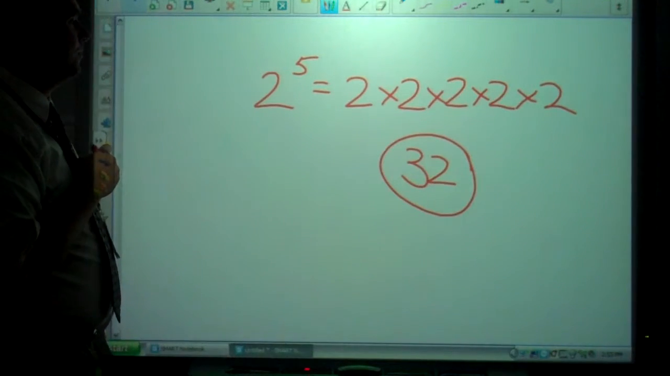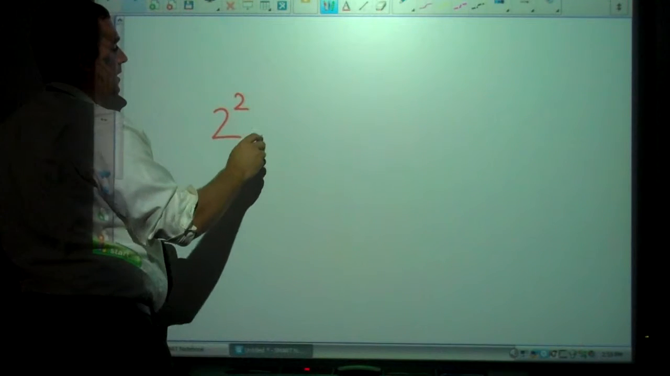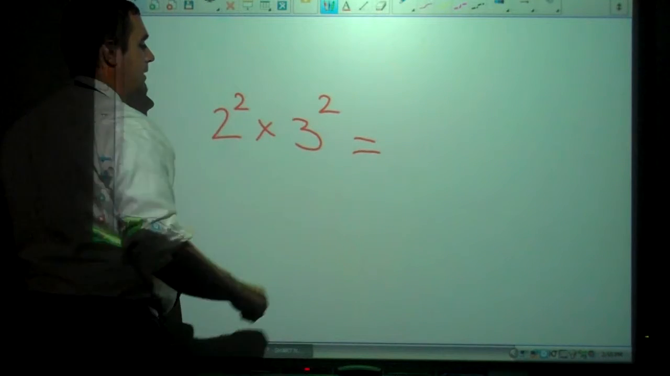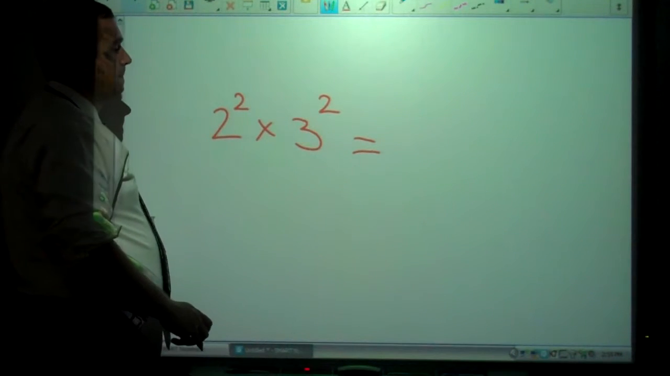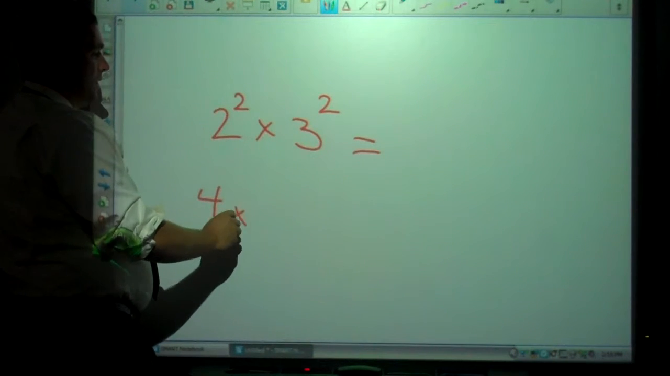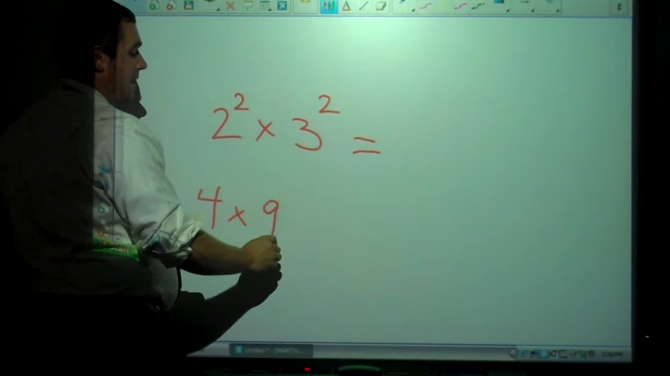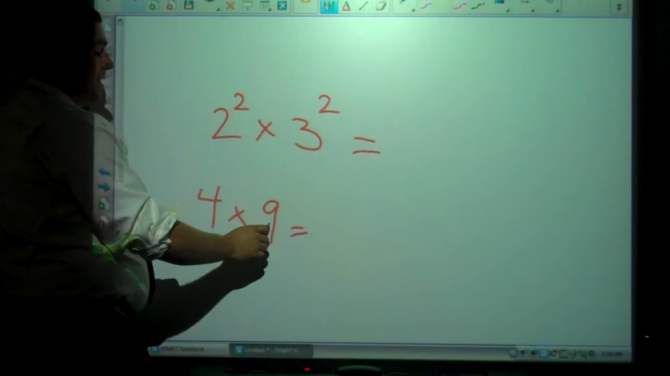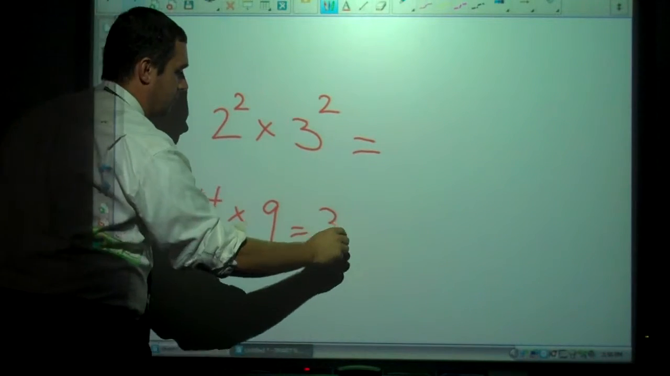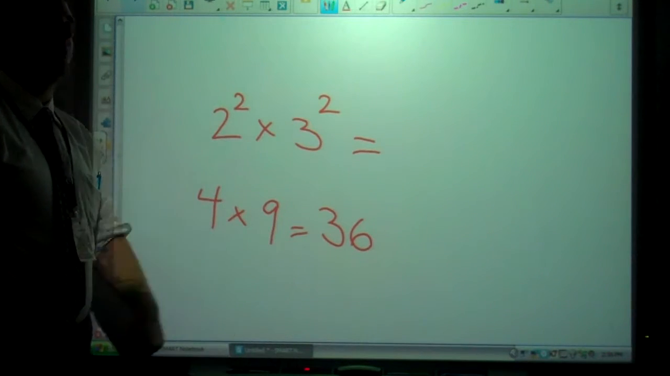Maybe try this one. 2 to the 2nd power times 3 to the 2nd power. Stop the video, try it now. Figure this out. Well, 2 times 2 is 4. 3 squared, or 3 to the 2nd power, 3 times 3 is 9. And 4 times 9, well, let's do our trick here with our fingers. 1, 2, 3, 4, would be 36. So the answer to 2 squared times 3 squared would be 36.